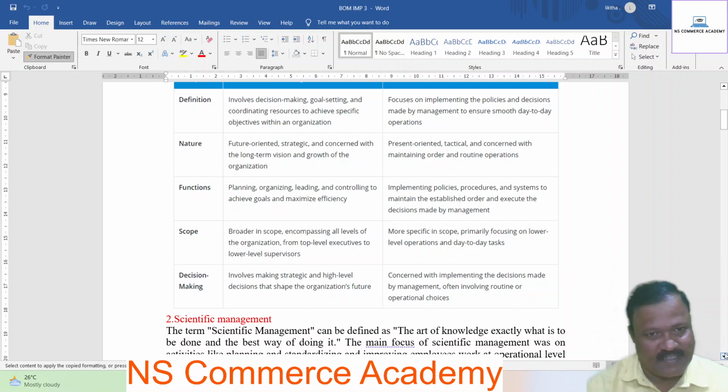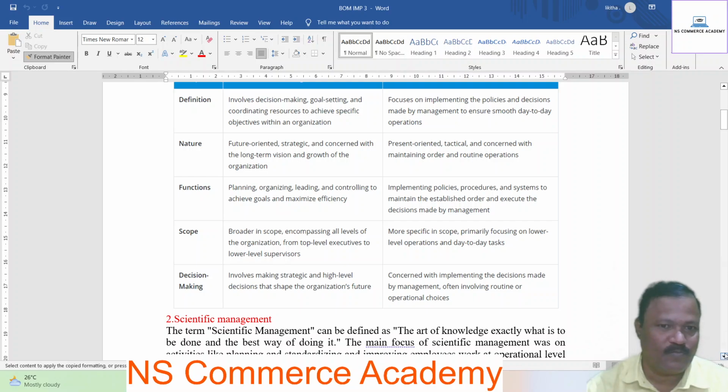Third difference, functions. In management: planning, organizing, leading, and controlling to achieve the goals and maximize efficiency. Whereas in administration: implementing policies, procedures, and a systematic system to maintain the established order and execute the decisions made by management.